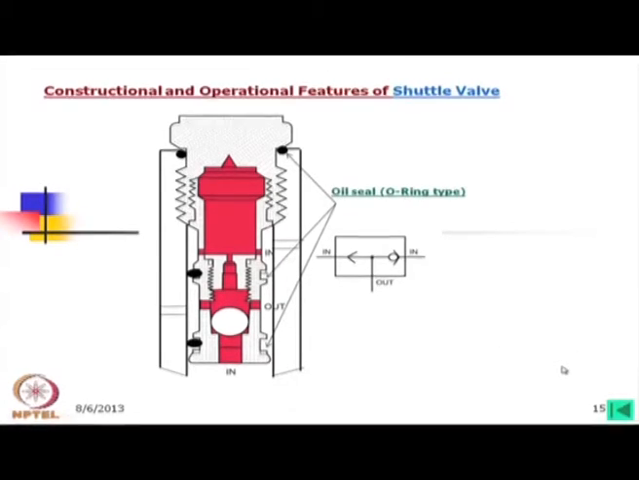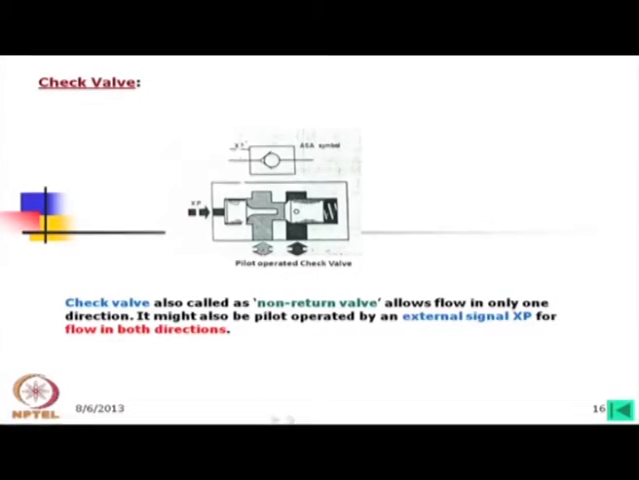Now, the question is, if the oil comes from both sides, then what will happen? Then probably, depending on the flow, this ball may not sit on any side and all the oil will go out. So, depending on the applications, this shuttle valve is used in the circuit.